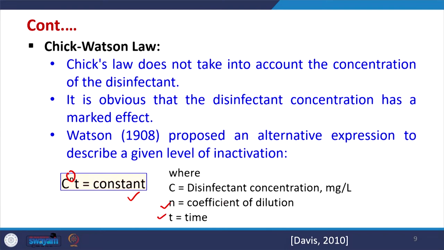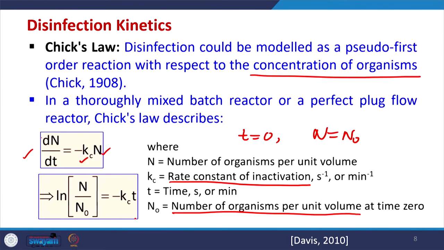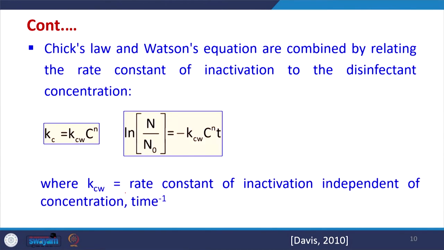So, with respect to this, this is constant, and through this, this is called Chick-Watson, and Chick's law and Watson equations are combined by relating the rate constant of inactivation to the disinfection concentration. So, what is done is that the Kc which was given by Chick's law, this Kc is considered to be a function of the concentration of the disinfectant. So, this Kc is equal to Kcw C raised to n. So, this way we have combined the Chick's and Watson.